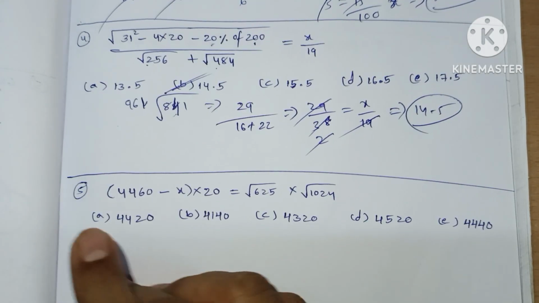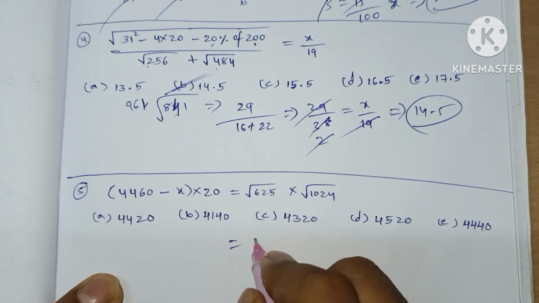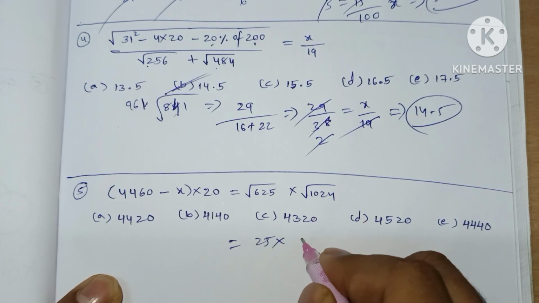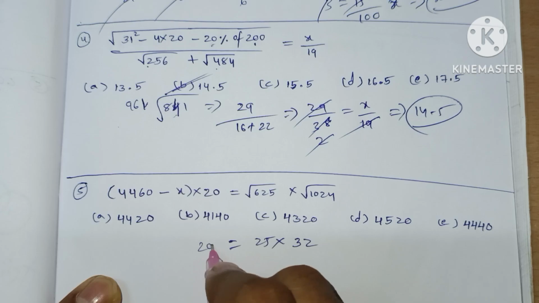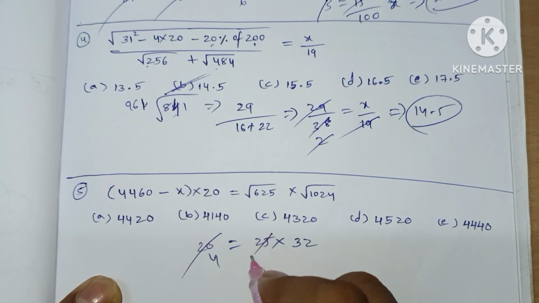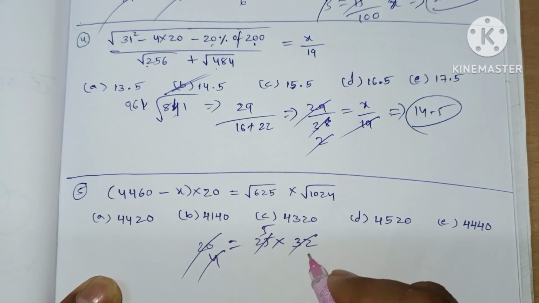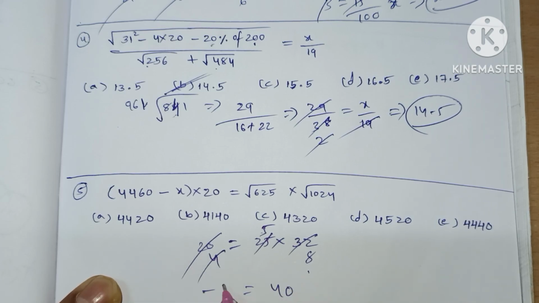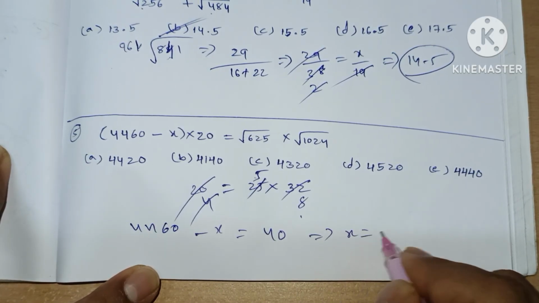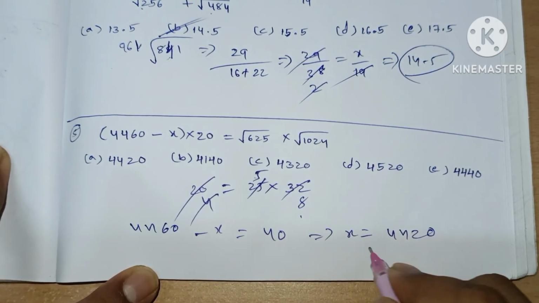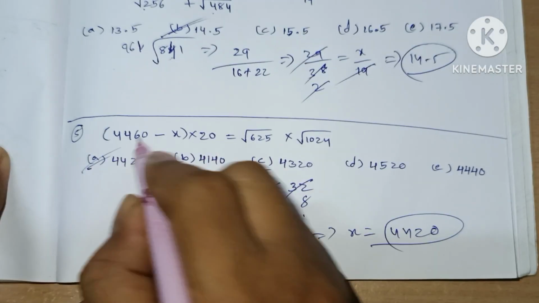Next question. Here it will be 25 into root over 1025 which will be 32. Here we have 20. 5 4 times, 5 5 times, 4 8 times, 8 5 times will be 40. So we get 40 equals minus x 4460. We have this one. So x value will be 4420. This is the answer. Option A is our answer.